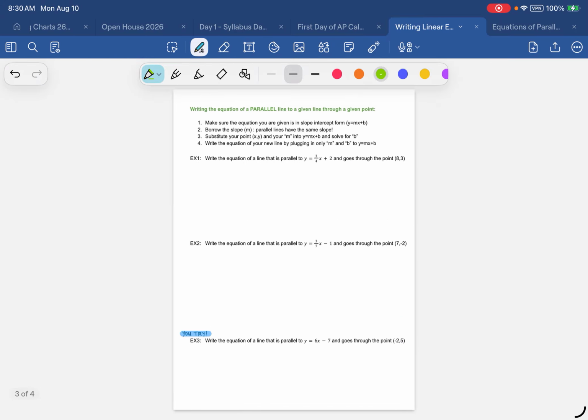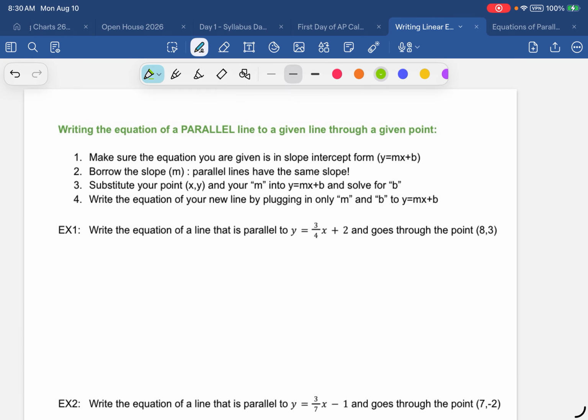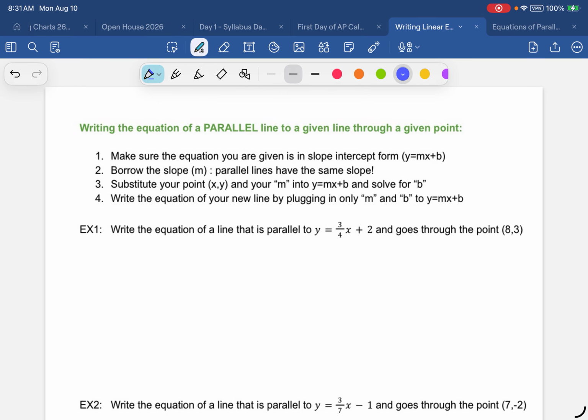Okay, last 2 pages, we're going to practice writing equations of parallel and perpendicular lines through a given point. So for our first example, we are writing the equation of a line parallel to this one. So it's important that we look at our original line and that we pay attention to this word parallel, right? We're looking for a parallel line. But our parallel line to that one has to go through the point (8, 3).